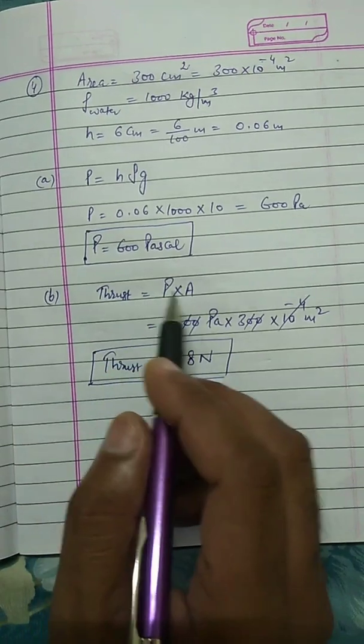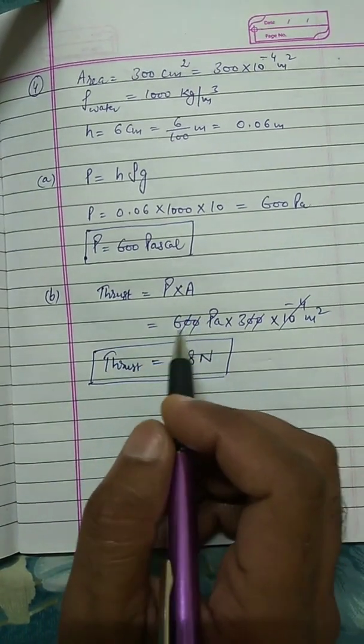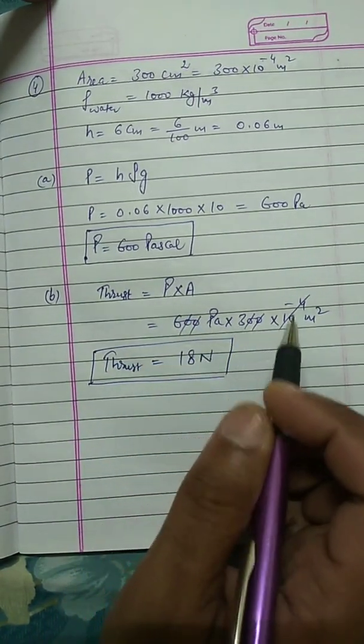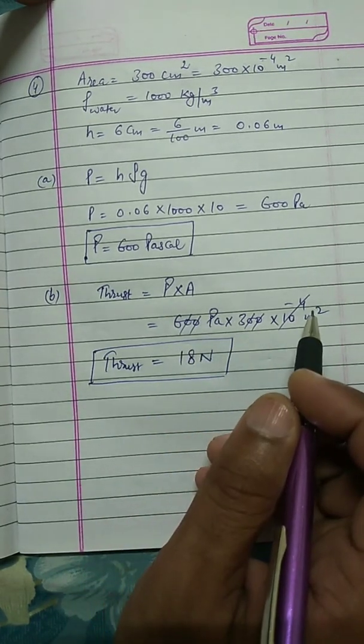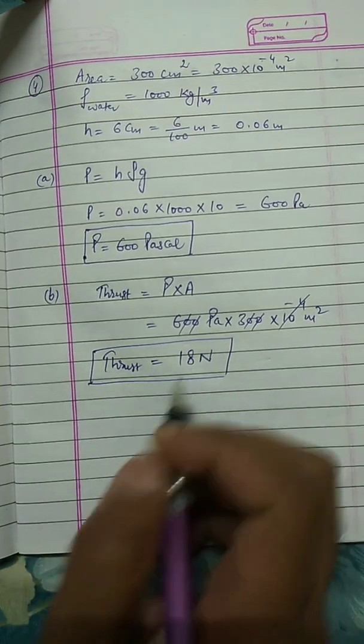B part, thrust, again apply the formula pressure into area, 600 Pascal into 300 into 10 to the power minus 4. So these 4 zeros will cancel out with this 10 to the power minus 4 and the answer is 18 Newton.